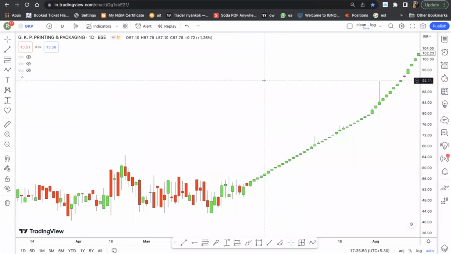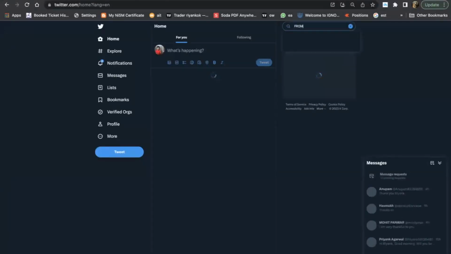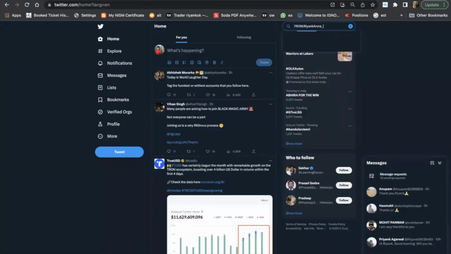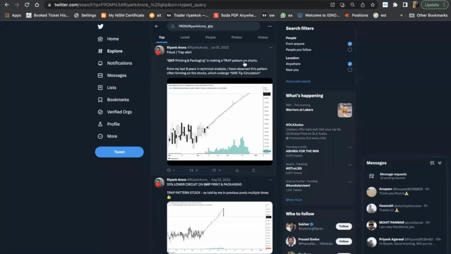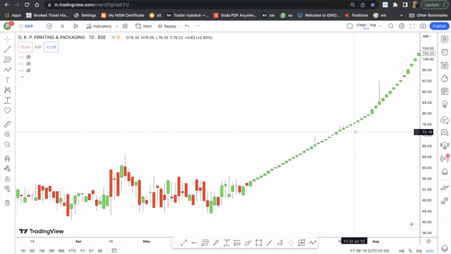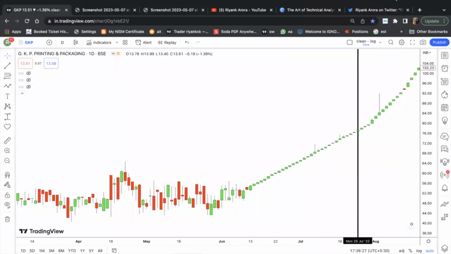Okay, so about GKP Printing, I had also posted on my Twitter handle. Let me just show you. So this was my post back on 25th July 2022. Let me just mark it on the chart as well. So right here. Yeah, this black line you see, this was 25th July 2022.